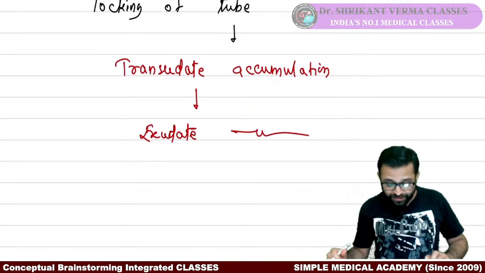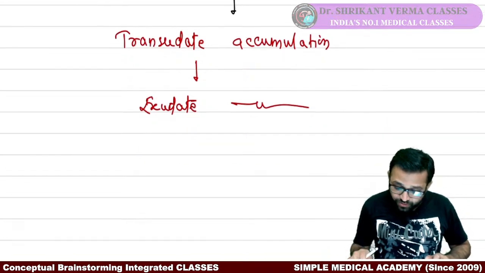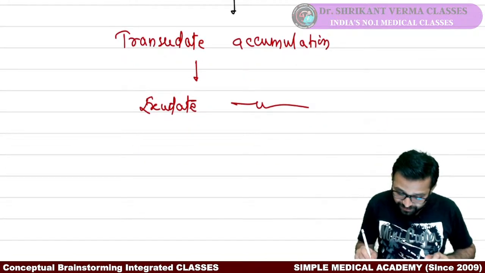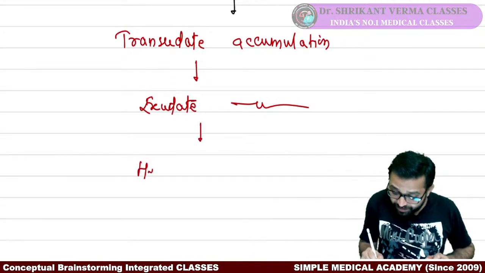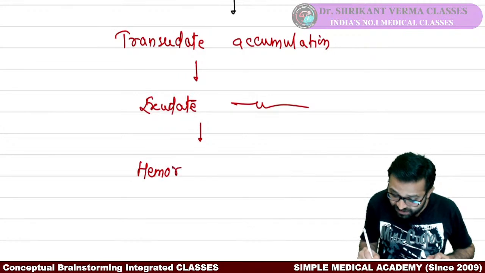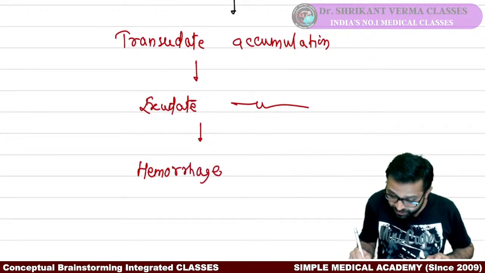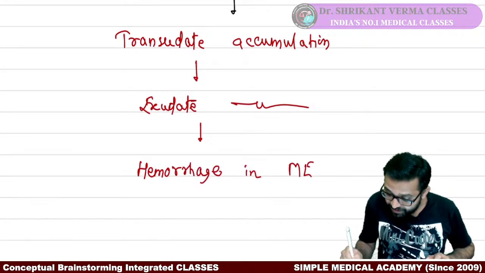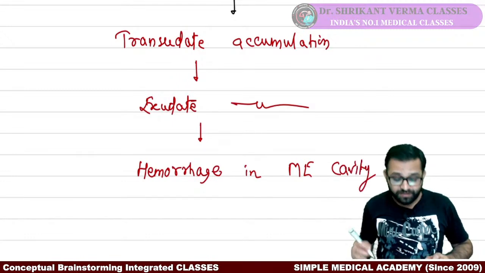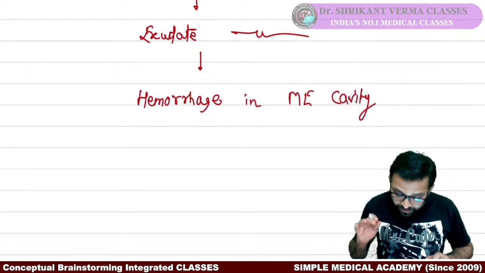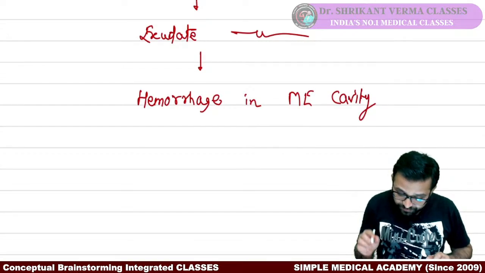Now try to understand this exudate accumulation. Later, if it is further blocked, blood may also accumulate. So you will see hemorrhage in the middle ear cavity, step by step. Now try to understand a few more points.